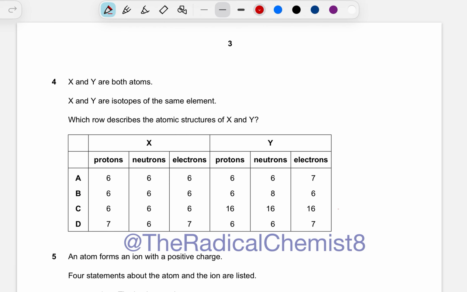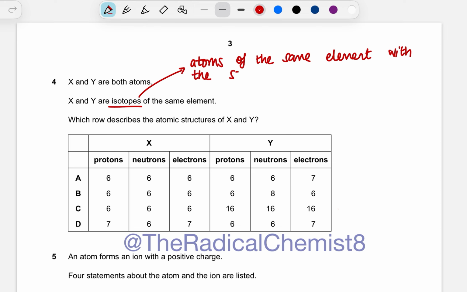Next question, X and Y are both atoms. X and Y are isotopes of the same element. So here you need to recall the definition for isotopes, which are atoms of the same element with the same proton number, but different neutron number.